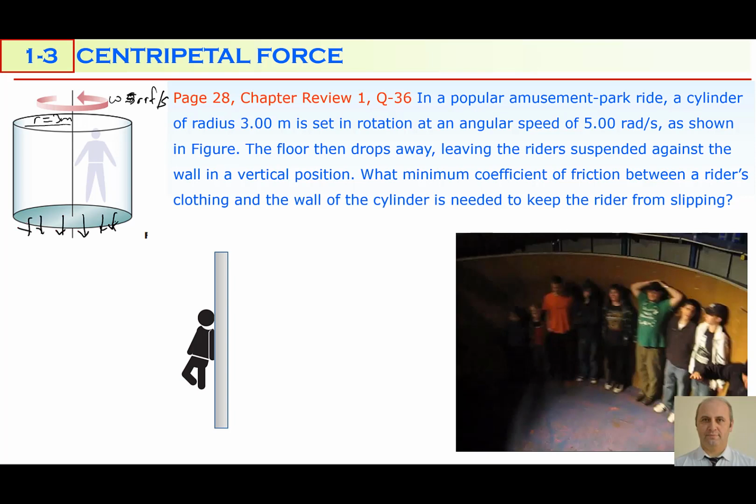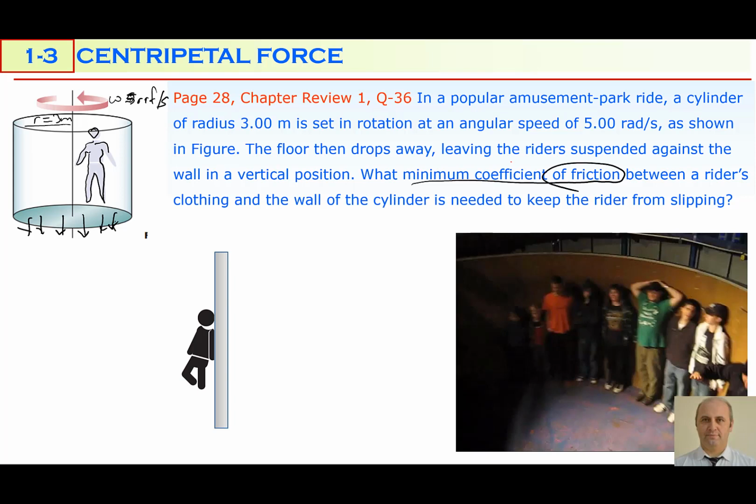So it falls down, but this rider, this person, will stay suspended against the wall. It will not fall down. So, in fact, questions giving a hint again. Why is it like this? What is the minimum coefficient of friction?